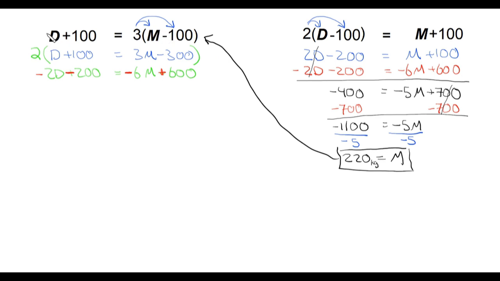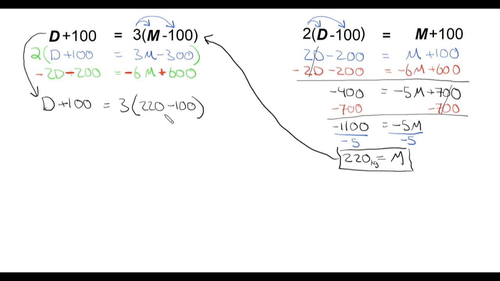Now with this, knowing what the mule weighs, or how much he's carrying, I can put that back into this equation here and rewrite it as the donkey plus 100 is equal to 3 times the mule, but we now know the mule is 220 minus 100. So now I'm going to solve this one.